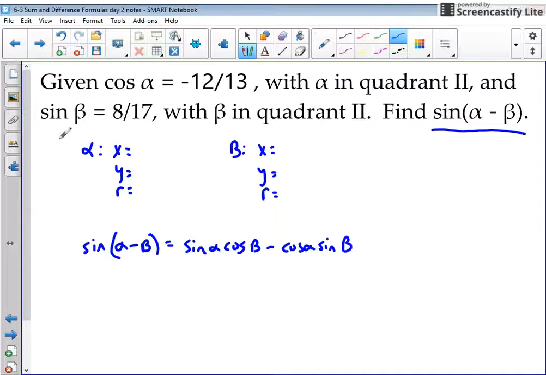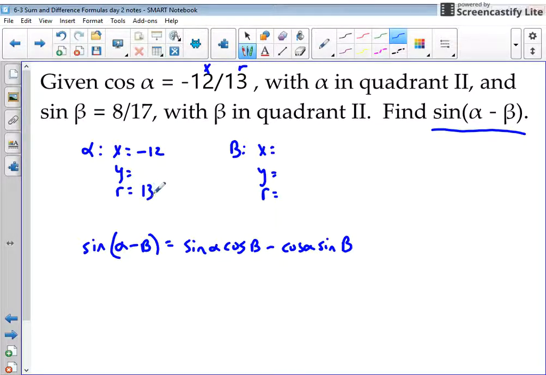So what I've done is I kind of wrote down some information. We're given something about alpha, and we're given something about beta. What we're given with alpha is that the cosine is negative 12/13. Well, if you think back to what we did from the beginning of the trig this year, cosine we labeled as the x value over the r value. So if the cosine of alpha, the x value must be 12 and the r value must be 13.